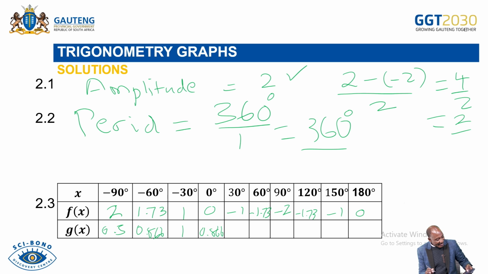Then 30 degrees is 0.5. Your next value, 60, is 0. Then the next one is negative 0.5. Then the next one, 120, is negative 0.866. Then the next one, 150, is negative 1. Then the last one is negative 0.866. Those are the corresponding values of y on this cosine graph.